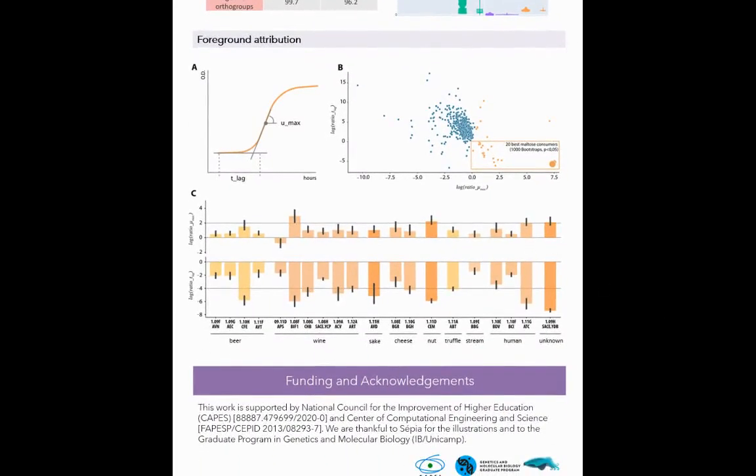Well, foreground attribution has been done based on the parameters T-lag and mu maximum. Those parameters are assessed based on the growth on maltose and glucose, which is our control, and the log of their ratio is used on a scatter plot. Using this strategy, we could identify the 20 best maltose consumers over 500 isolates. It's half of our data set.